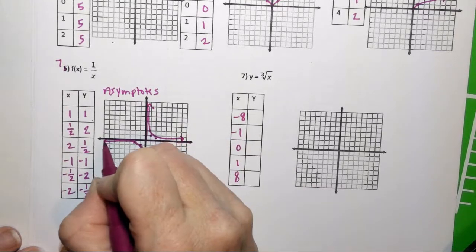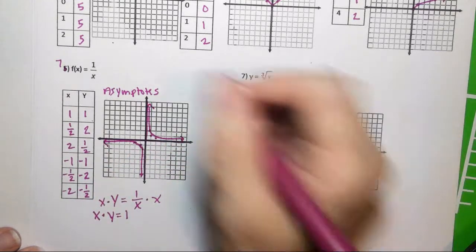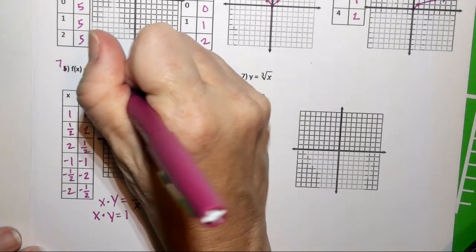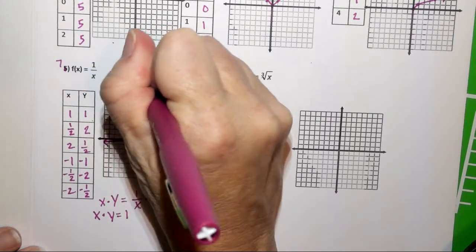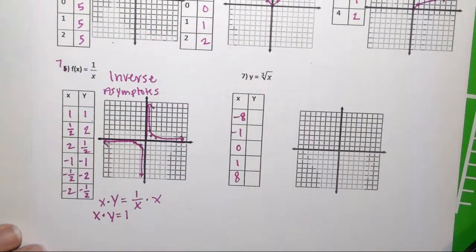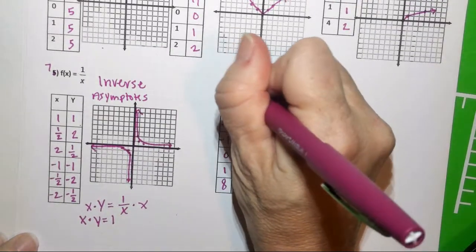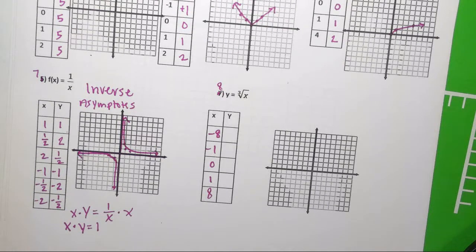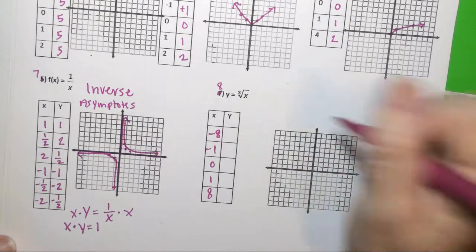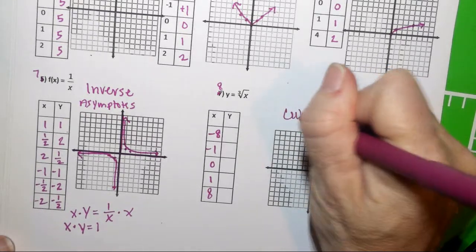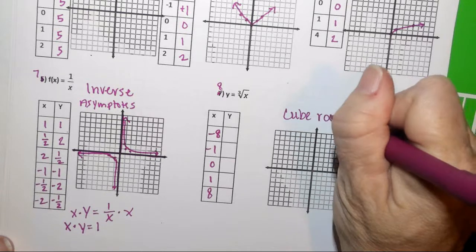So this one gives us a split graph, and this is going to be our inverse graph, our inverse function. And then our last parent function is going to be y equals the cube root of x. So what do you think this one's going to be? This is our cube root function.